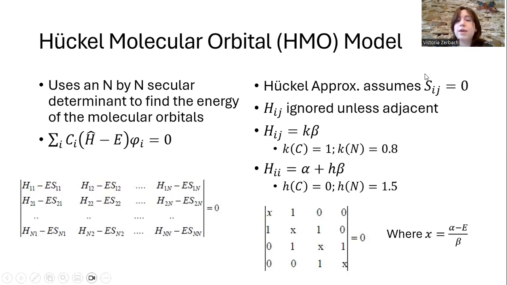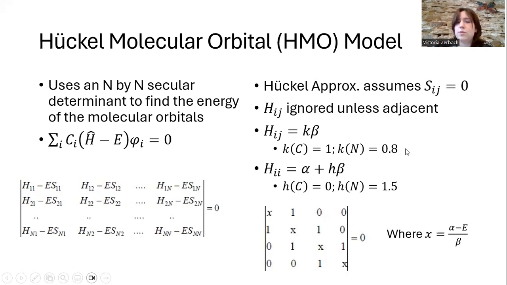But the Huckel approximation makes this easier by saying that this term here is equal to 0, or the Hij terms are ignored unless you're talking about adjacent atoms. For adjacent atoms it is equal to k beta. It's simply equal to beta for carbon, but the k is a constant that accounts for atoms that are different than carbon, like nitrogen or sulfur.